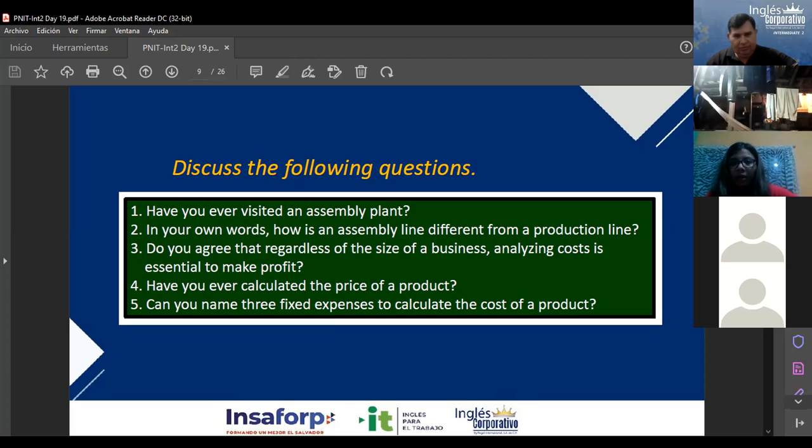In your own words, how is an assembly line different from the production line? I think the assembly line is when the production is about parts that are assembled. These parts make a new product, but they are divided in parts. And the production line, I think, is when they start production and then step by step finish. It's similar, but I don't know if I'm right.